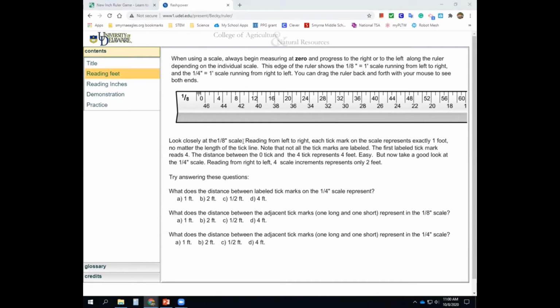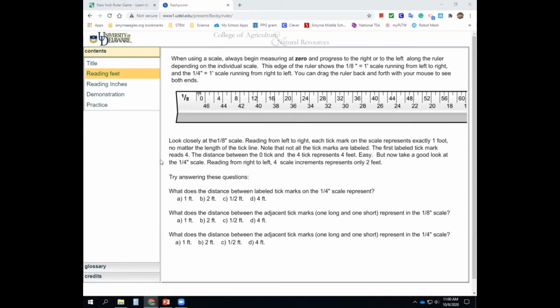So look closely at the 1/8 scale. Reading from left to right, each tick mark on the scale represents 1 foot. And so we figured that out already. No matter the length of the tick line. Note that not all tick marks are labeled. So yeah, we don't have a label for this one. We don't have a label for this one, but we do have a label for this one. The distance between the 0 tick and the 4th tick is 4 feet, and that's why it's labeled 4.